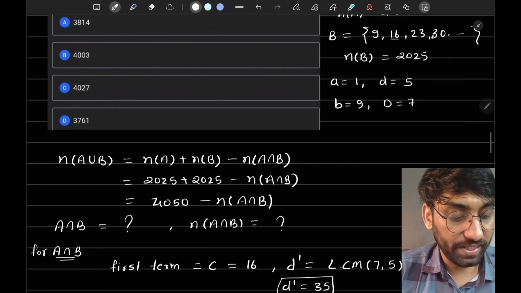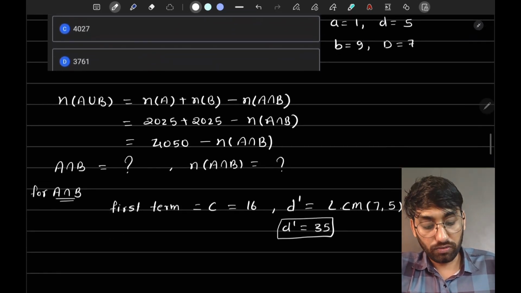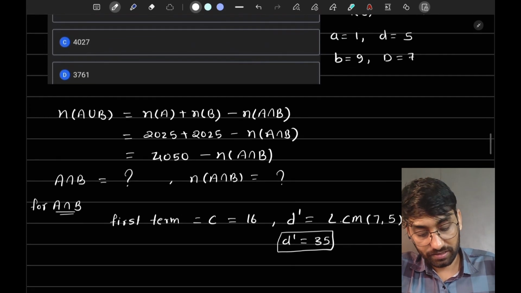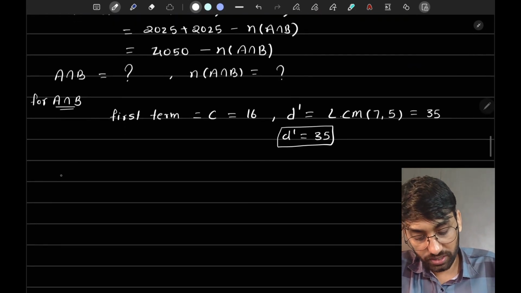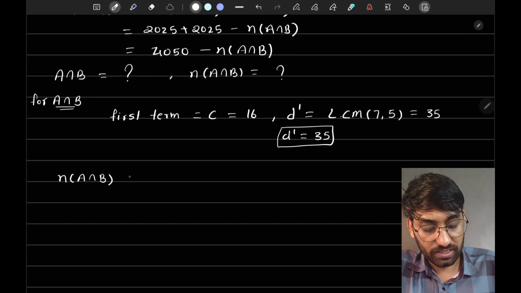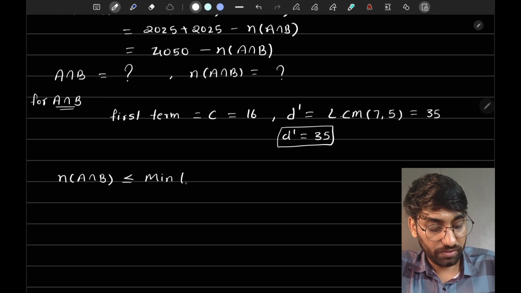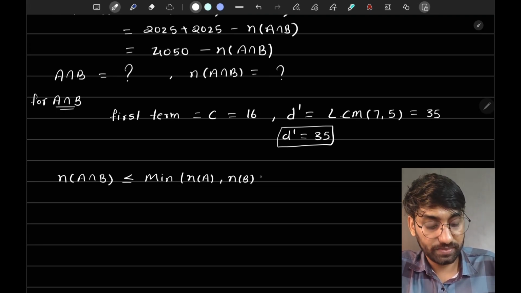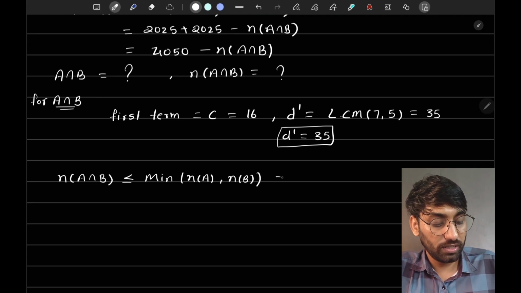Now what do I need to observe? One thing we know is that the number of elements in A intersection B will always be less than or equal to the minimum of the number of elements in A and the number of elements in B. Correct? So here that is nothing but what?